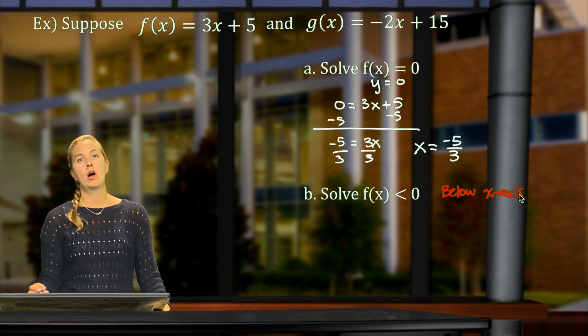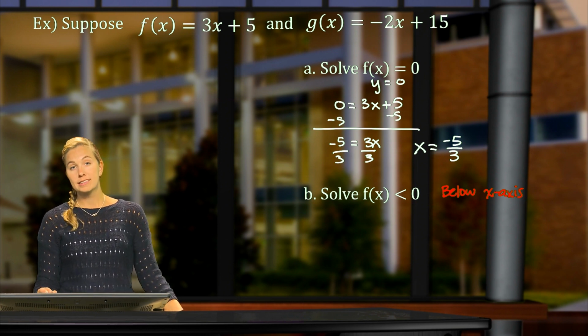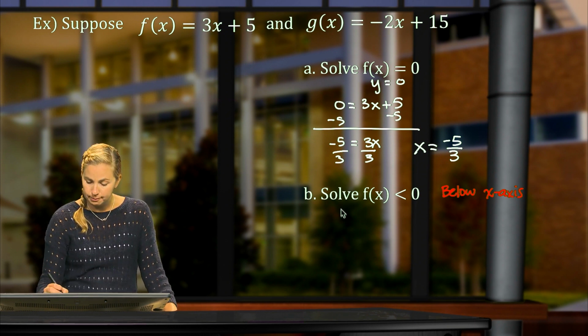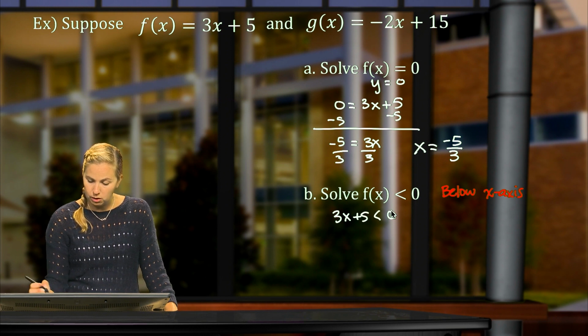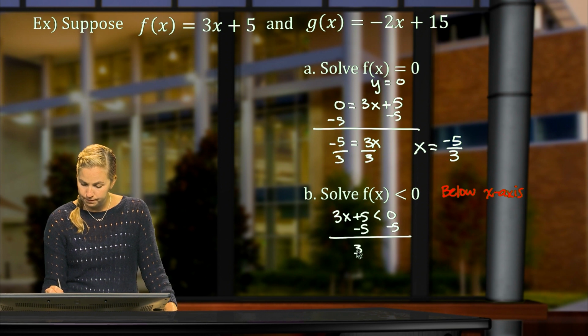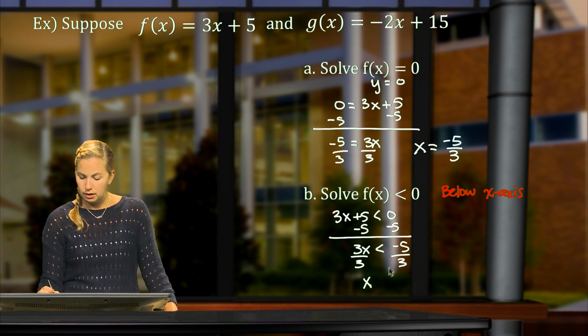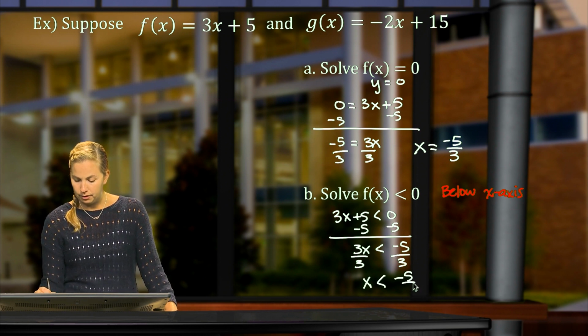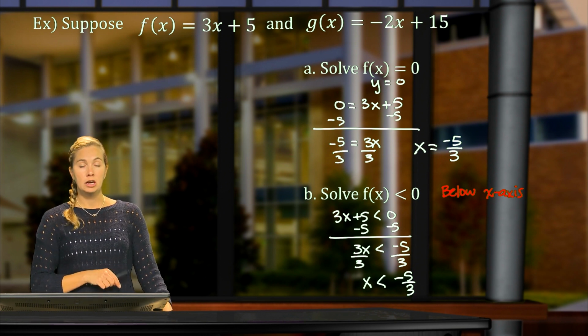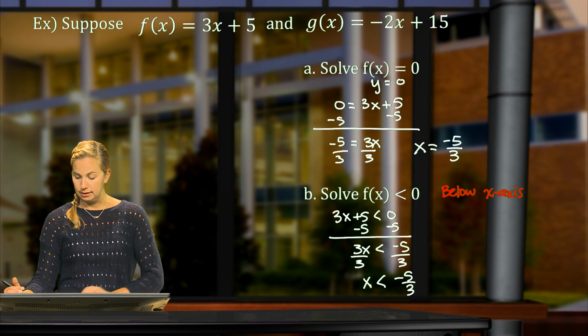So when we get an inequality for this problem, that's going to tell us the values of x where my graph will lie below the x-axis. 3x plus 5 is less than 0. Subtract 5 from both sides. Divide both sides by 3. This is where x is less than negative 5 over 3. So to the left of negative 5 over 3, our graph will lie below the x-axis.